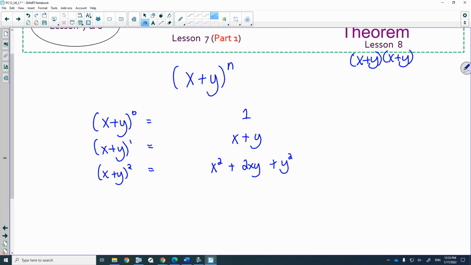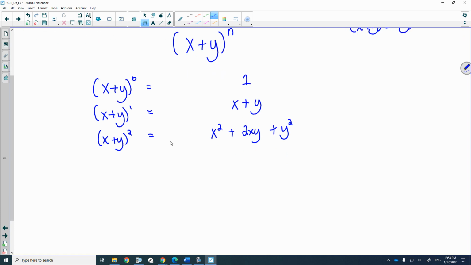I'm going to give you the expansion of x plus y to the power of 3, and then we're going to look at it and see if we can get patterns to figure out bigger binomial expansions. So x plus y to the power of 3 is the following. It would be x cubed plus 3x squared y plus 3xy squared plus y cubed.